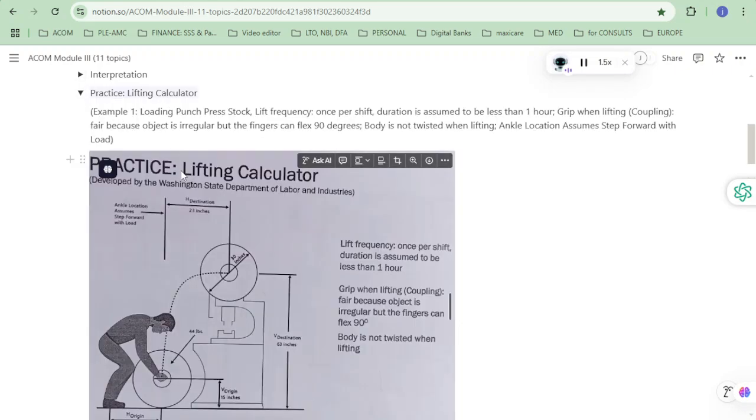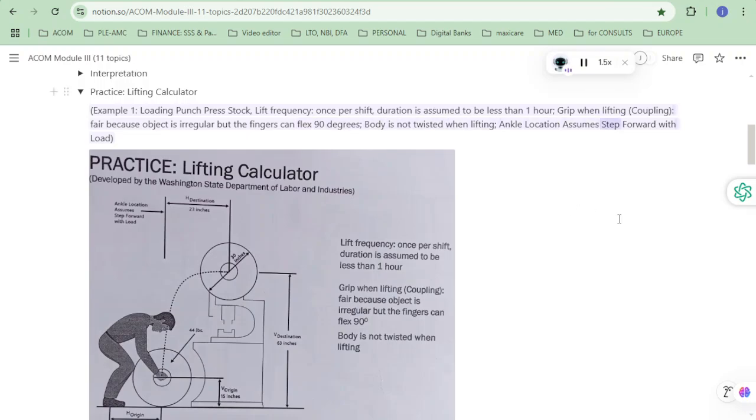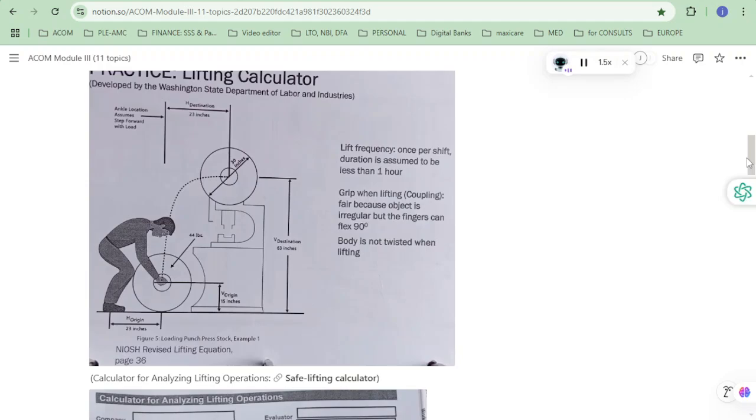Practice, lifting calculator. Example 1, loading punch press stock. Lift frequency, once per shift, duration is assumed to be less than 1 hour. Grip when lifting, coupling fair because the object is irregular but the fingers can flex 90 degrees. Body is not twisted when lifting, ankle location assumes step forward with load.